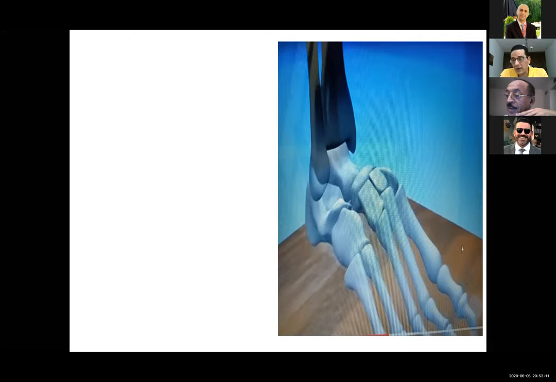All five metatarsals are connected with the intermetatarsal ligament, plantar fascia, plantar muscle, and the interosseous ligament. All these bones are connected with ligament and with tendon and with everything. But this is a little lower than those three.